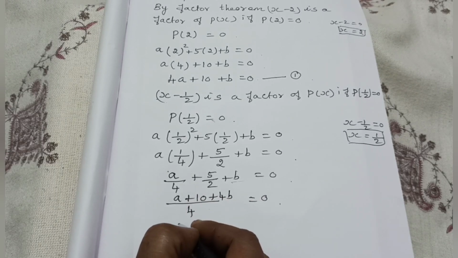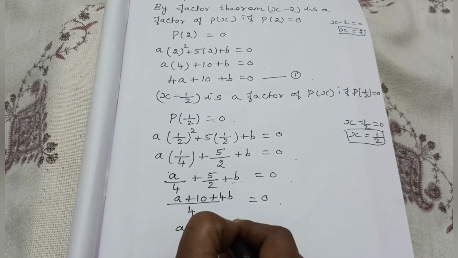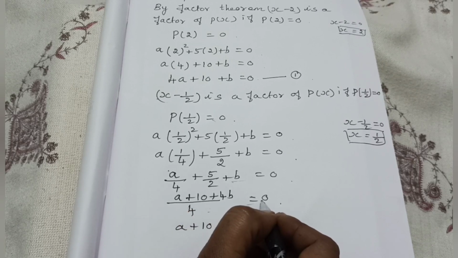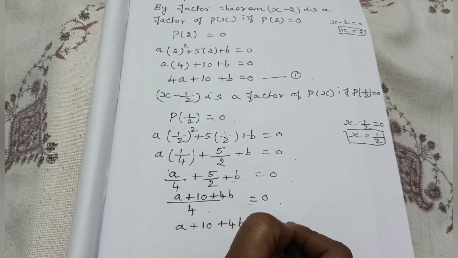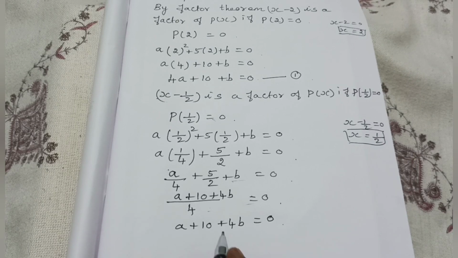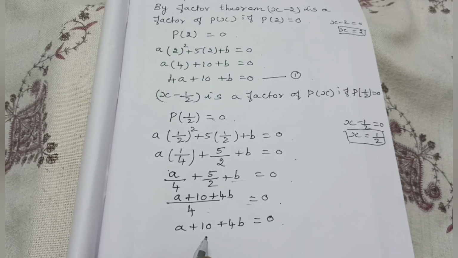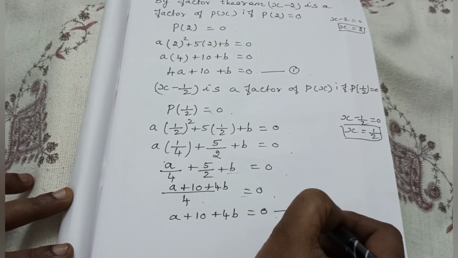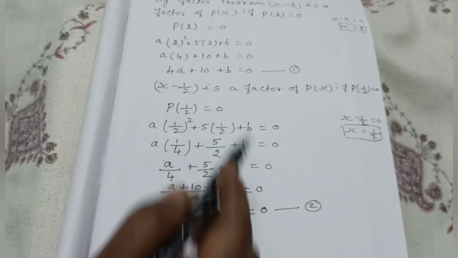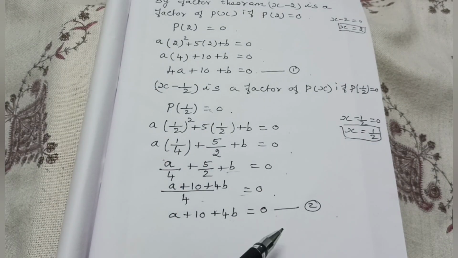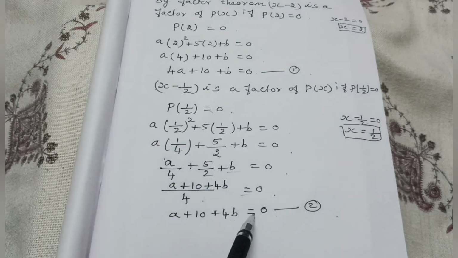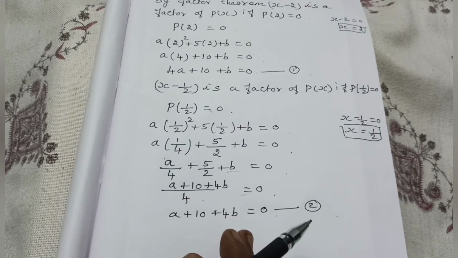Then cross multiply: a plus 10 plus 4b equal to, this 4 we bring here, 0 into 4 is 0. Can you add this? Here a is there, here b, here one constant, so we cannot add. This one we take as equation number 2. Compare equation number 1 and equation number 2. Right hand side of both is 0.